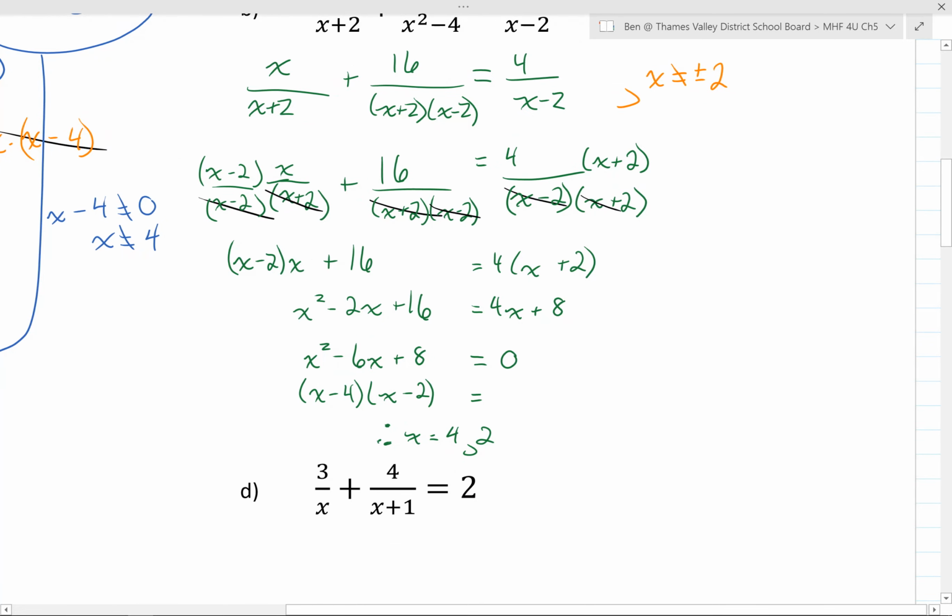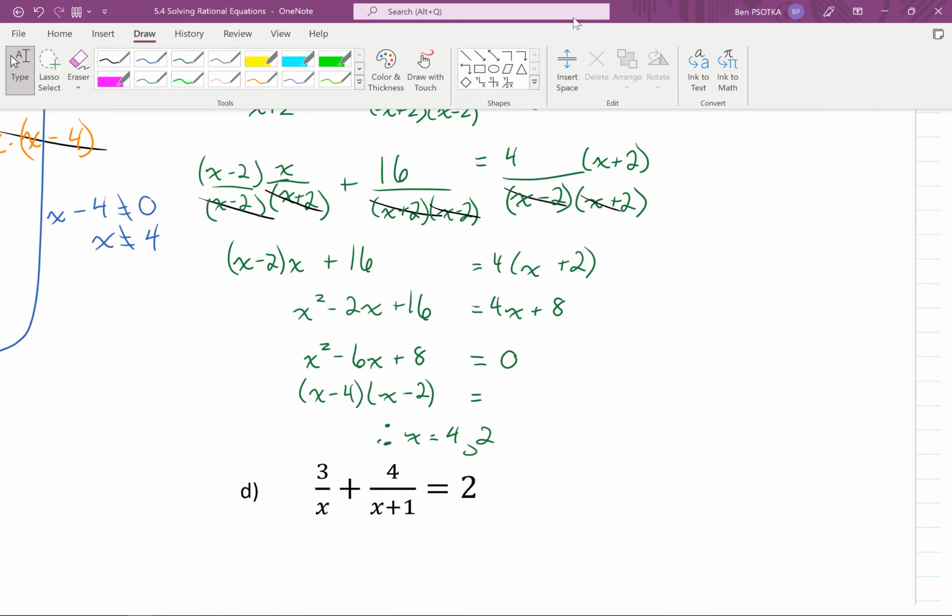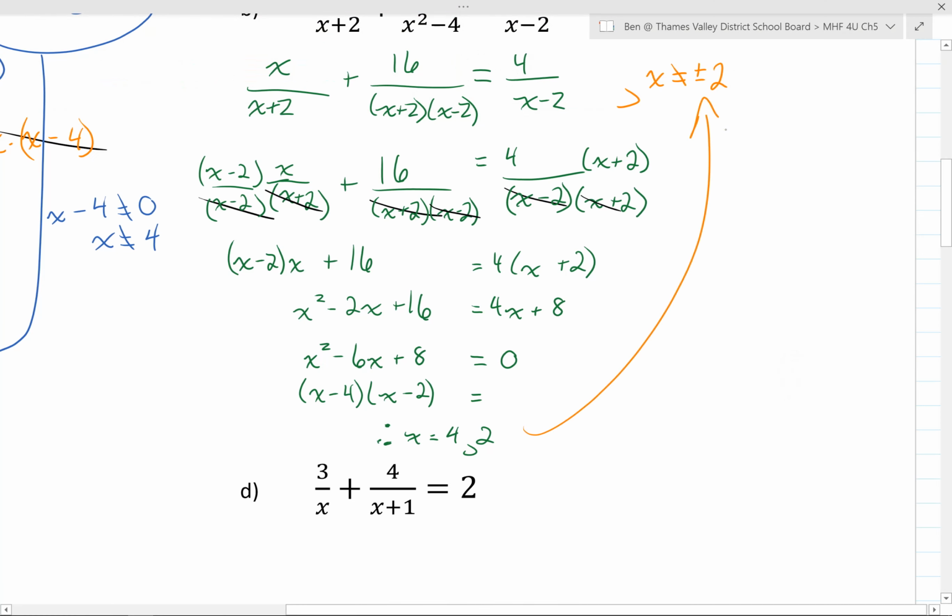We solved that nice and easily. No, we didn't. Hang on. We need to double check with our restrictions. Right? x is not allowed to equal plus or minus 2. So x must equal only 4. That is a single solution to this problem. x equals 2 is not a solution because that one is inadmissible. It's not allowed from our restrictions.